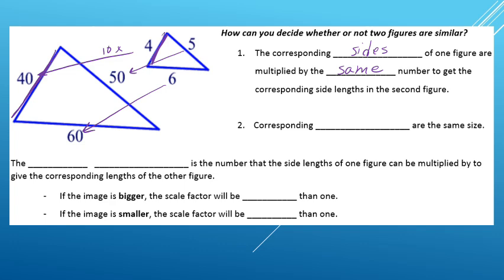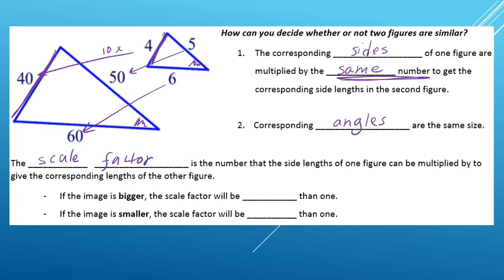The other thing that has to be true is that corresponding angles are the same size. So again, I could compare these corresponding angles and make sure that they measure the same. So what we're focusing on today is this number piece, how we multiply by the same number, and that's called the scale factor. So the scale factor is the number that the side lengths of one figure can be multiplied by to give the corresponding lengths of the other figure.